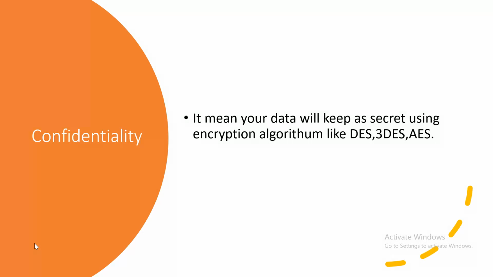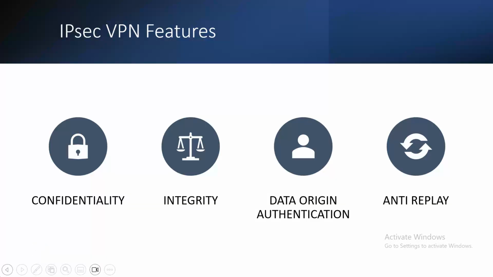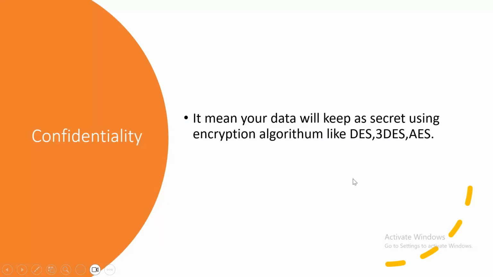Okay, confidentiality. First of all, what is IPsec providing? IPsec is providing confidentiality, integrity, data origin authentication, and anti-replay. So what is confidentiality? Confidentiality means your data will be kept secret using an encryption algorithm like DES, 3DES, and AES.